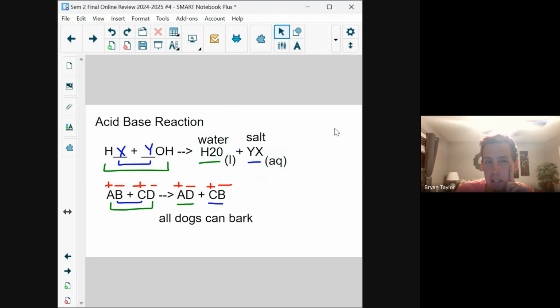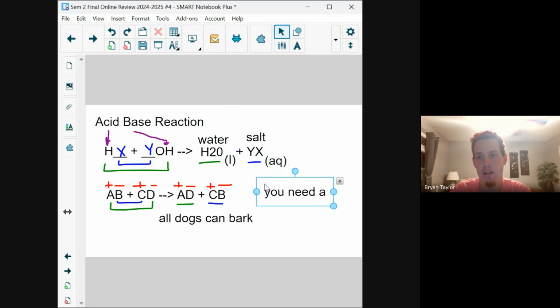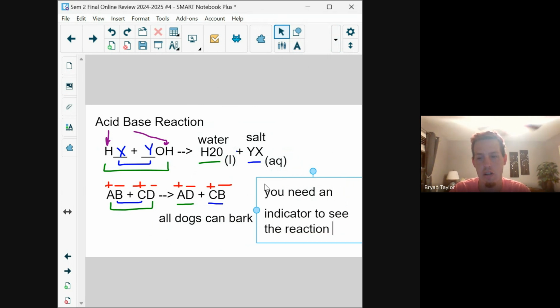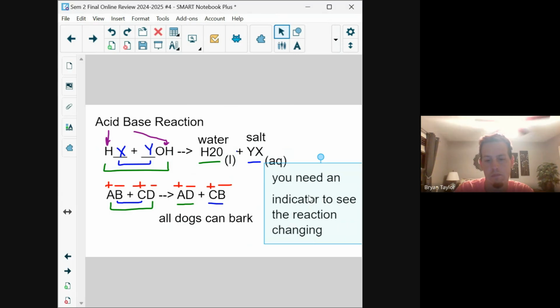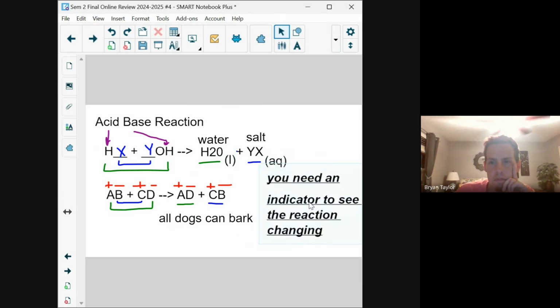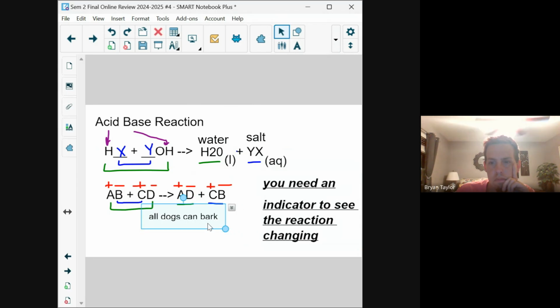So that's why this is a little different than your usual reaction. Again, just to make sure I'm clear, that's why we need an indicator. So you need an indicator to see the reaction changing. And this makes sense. You saw those color changes with all those indicators. Yep, salt is all aqueous. All salts are aqueous. Every salt.